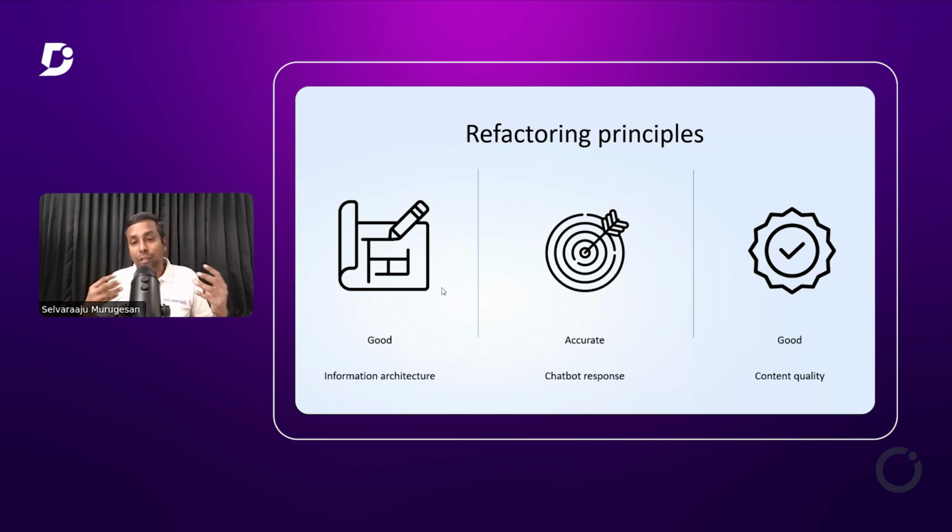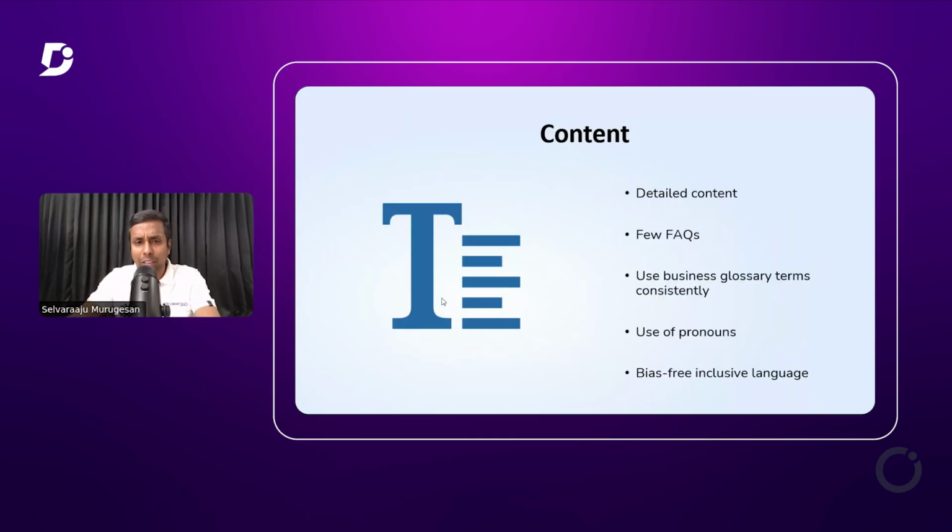Because if there are two pieces of information in your documentation article which are ambiguous, it's very hard for the chatbot to make the right call, okay, because it doesn't have any reference to the truth. So these are the three main principles. Let's dive into some tips I can actually share in terms of how you want to structure the content. The first and foremost thing is write detailed content.